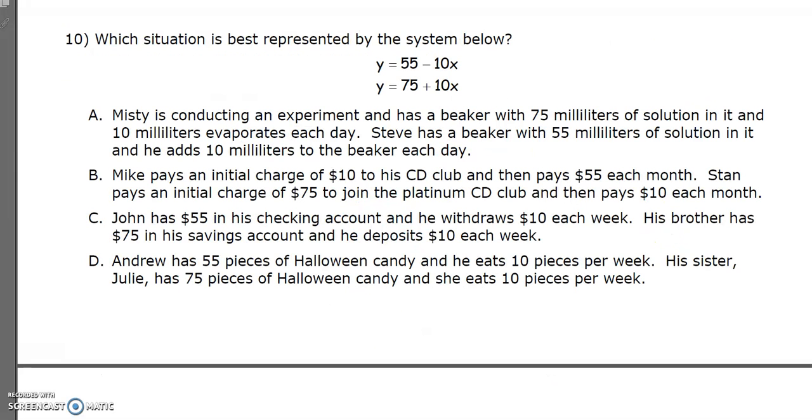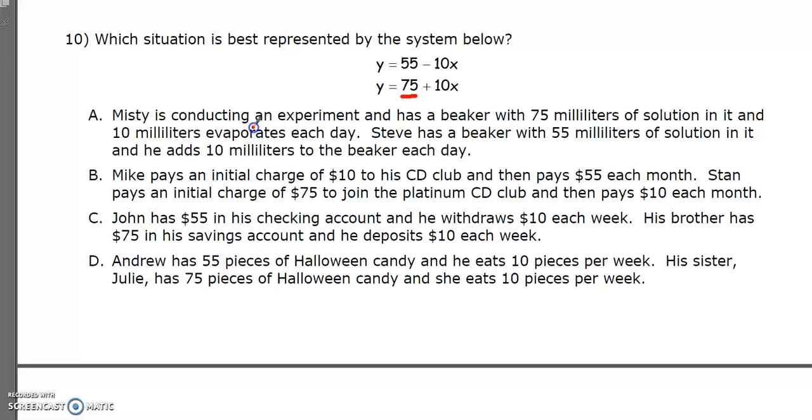Okay, number 10 says, which situation is best represented by the system below? So let's see if we can pick out some keywords that will help us. In A, it said, Misty is conducting an experiment and has a beaker with 75 milliliters of solution in it, and 10 milliliters evaporates each day.